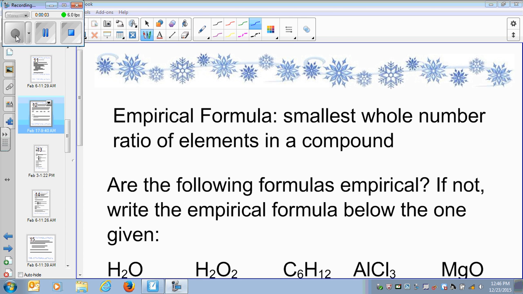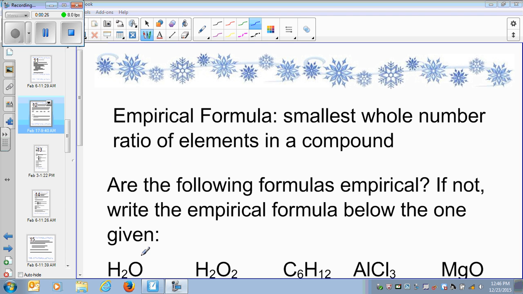Hi everyone. In this video we will learn about empirical formulas. Empirical formula is the simplest formula, a formula in the simplest whole number ratio. A lot of the formulas that we use are technically chemical formulas. They could be empirical or molecular formulas.